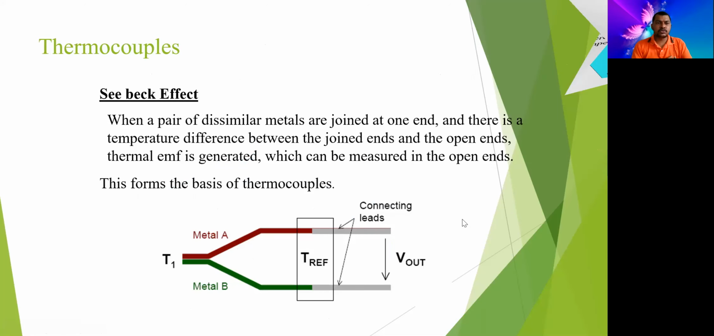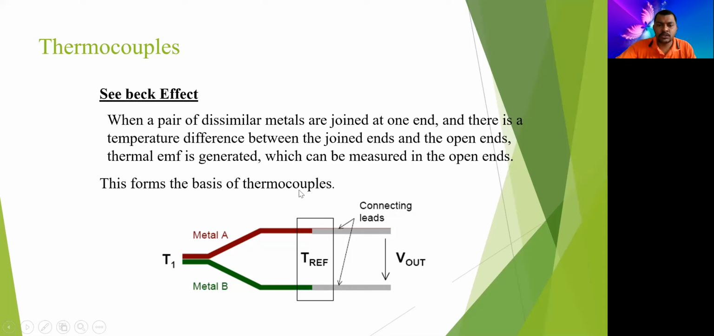Okay, so today we have to start with thermocouples, right? So thermocouples means again some transducer related to temperature, right? So we have studied the Seebeck effect. Seebeck effect: when a pair of dissimilar metals are joined at one end and there is a temperature difference between the joined ends and the open ends, thermal EMF is generated, which can be measured at the open ends, right?